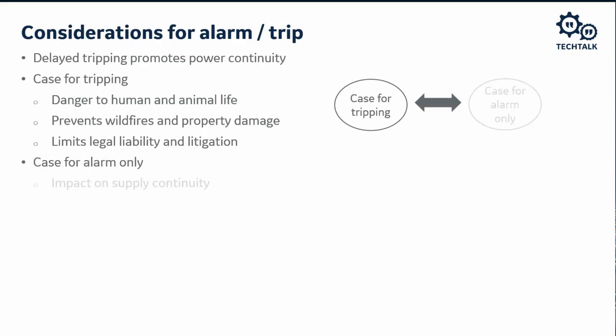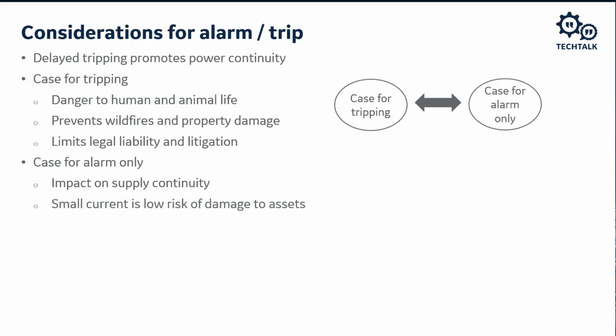Under non-wildfire conditions, consider alarming for arcing faults and keeping power continuity. Send a crew immediately to investigate. Sectionalized tripping relieves the impact on supply continuity as well. And as stated previously, the small currents in arcing faults are a small risk for power system asset damage. So depending upon your experience with soil conditions and the line build-out, you can evaluate the likelihood of unwanted trips.